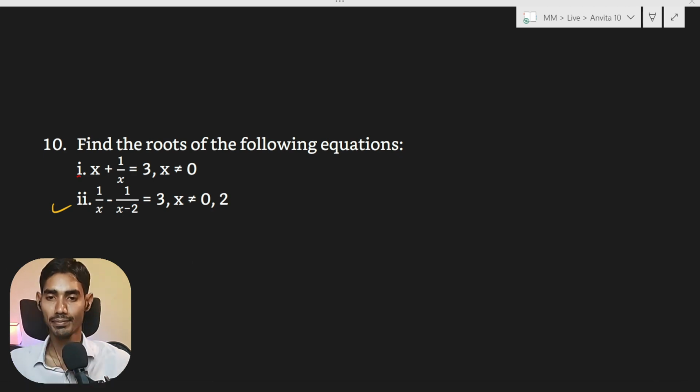So x plus 1 by x, if we take the LCM and simplify it, it's going to end up as a quadratic form, right?